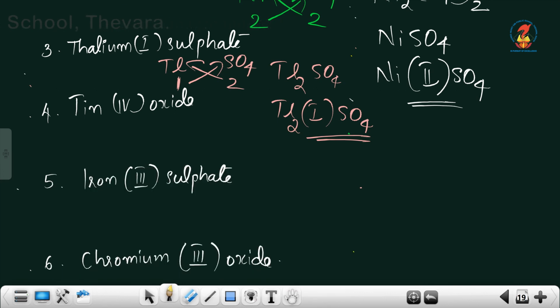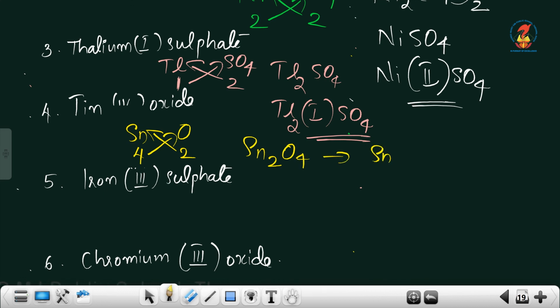Next we have tin 4 oxide. So elements present are tin. Tin formula is Sn, and the oxide, so oxygen is present. Then here it is given as 4. So oxygen, we know it is minus 2, so the valency is 2. On transposing, what we are getting here is Sn2O4, and if we write the simple whole number ratio, it will be SnO2. So the stock notation will be Sn(IV)O2.